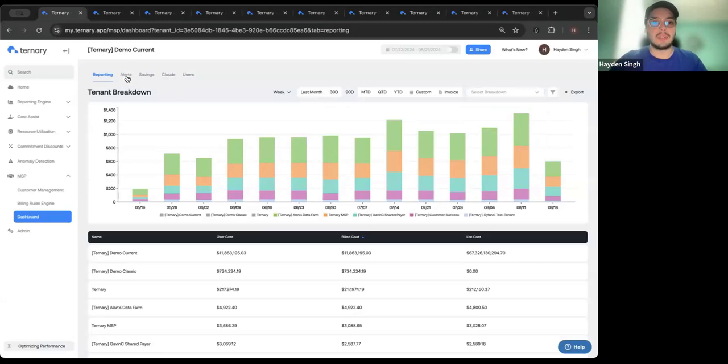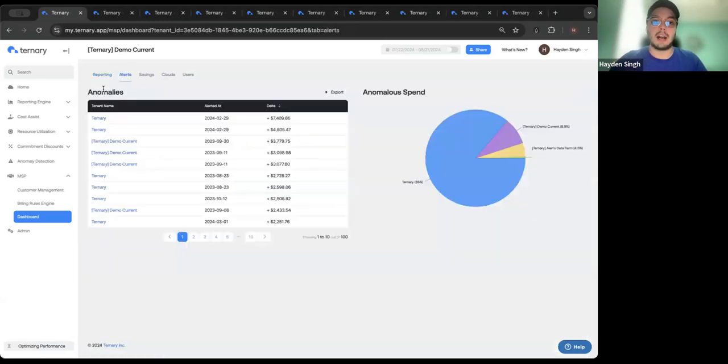As we look at the MSP dashboard, we'll be able to take a look at some of the anomaly alerts. So if there are any anomalies that are being triggered within any of your customers' accounts, we'll actually start to show that. You can see the main Ternary account has a ton of different anomalies. We have about $210,000 worth of anomalies that we should probably go investigate and figure out exactly what's going on. And we have that capability.